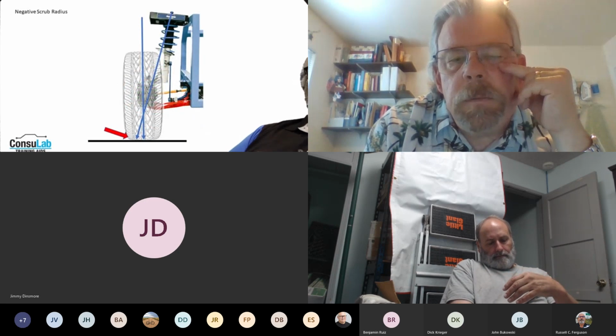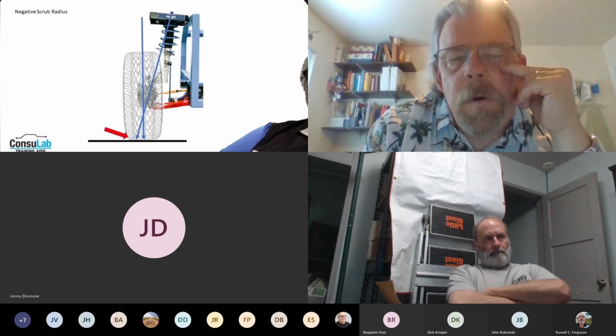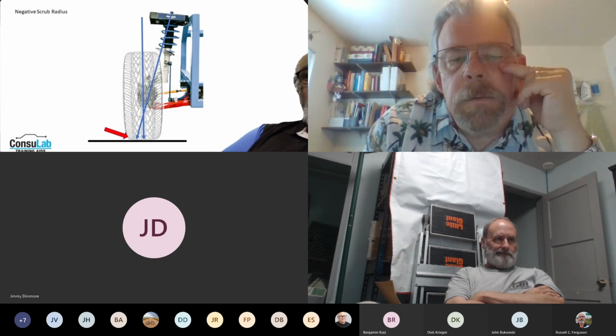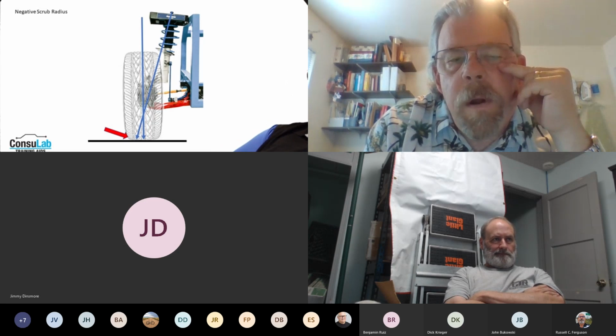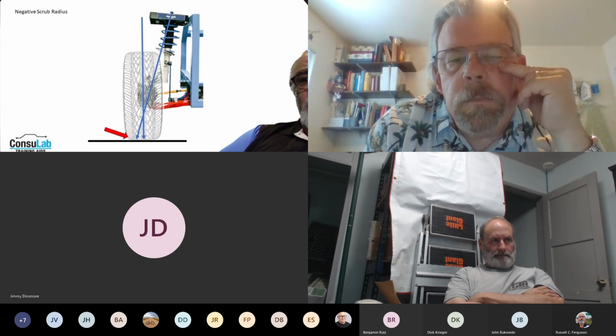We talked about strut type suspensions and where they tend to run a negative scrub radius. And the negative scrub radius now is that the natural tendency for this tire is to toe in. One of the prime reasons we said that happens.